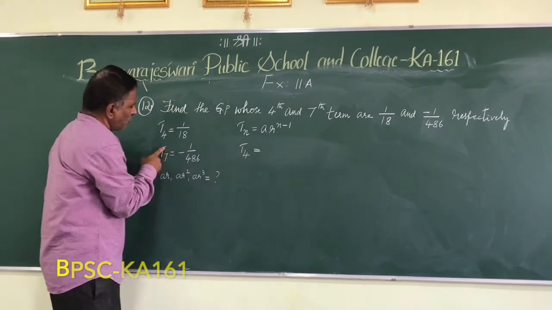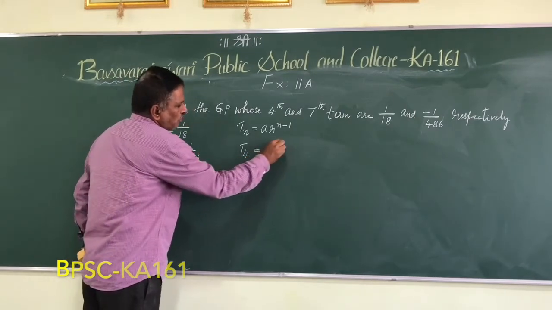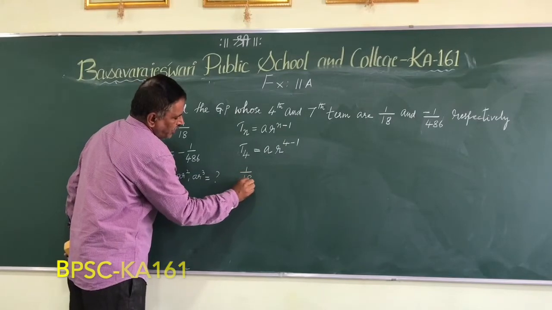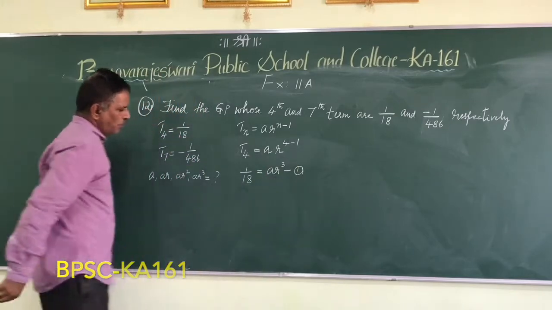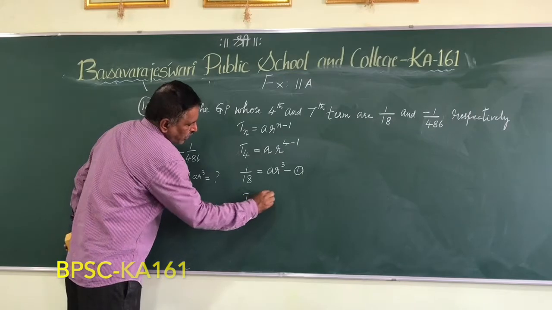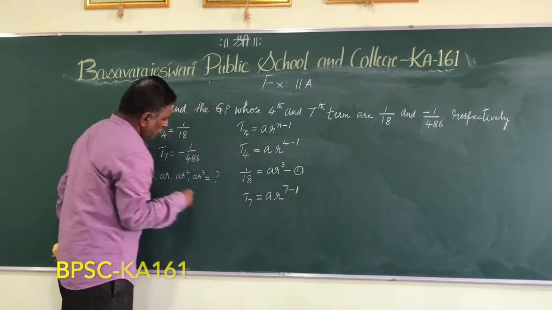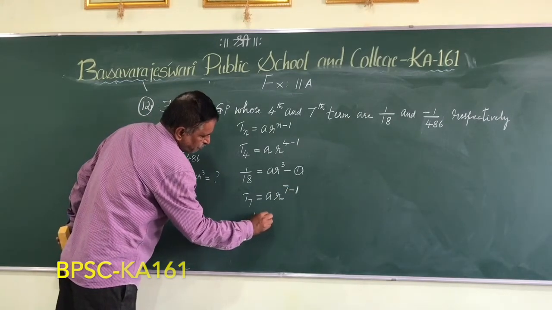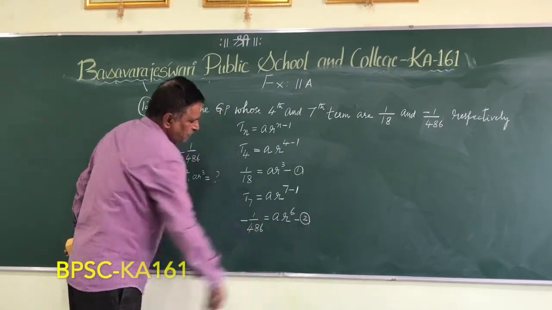So by using this, T4 is equal to, now n value is 4. A value we don't know, R value we don't know. N value is 4 minus 1. What is T4? 1 by 18 is equal to A R to the power of 3. Let it be equation 1. Similarly, T7 is equal to A R to the power of 7 minus 1. What is T7? Minus 1 divided by 486 is equal to A R to the power of 6. Let it be equation 2.